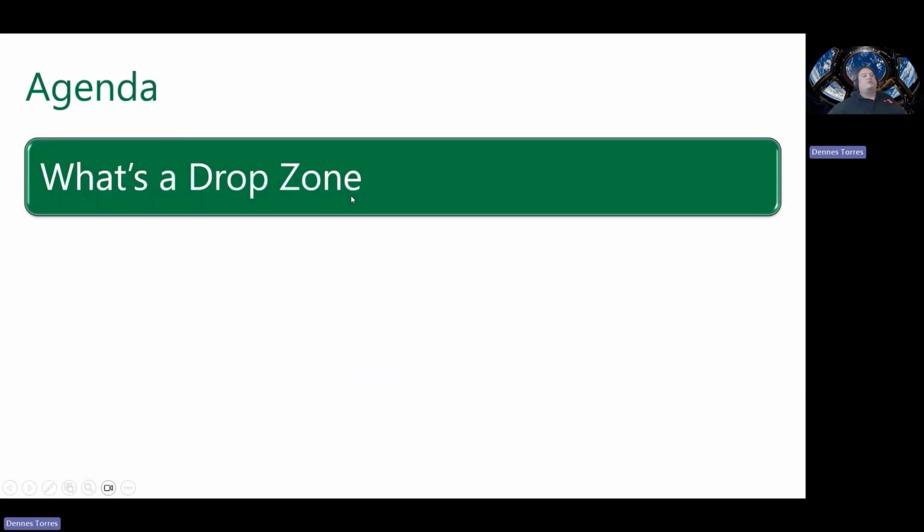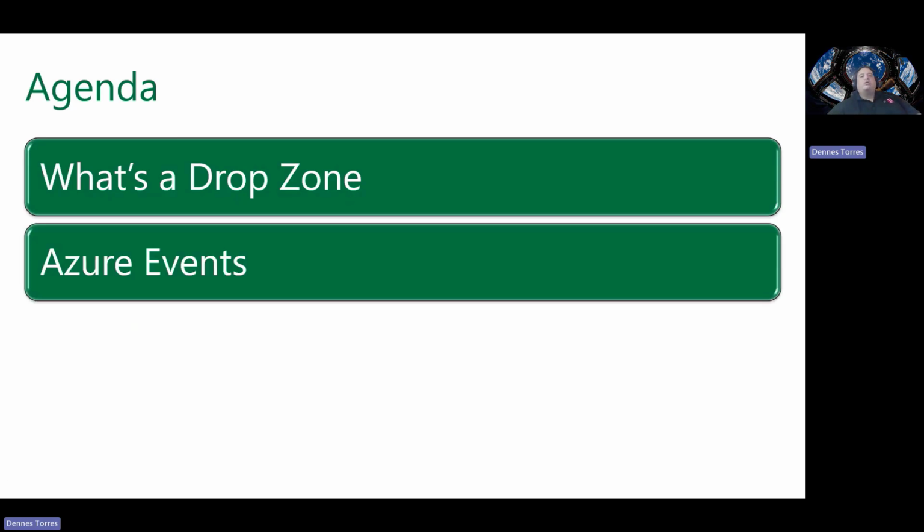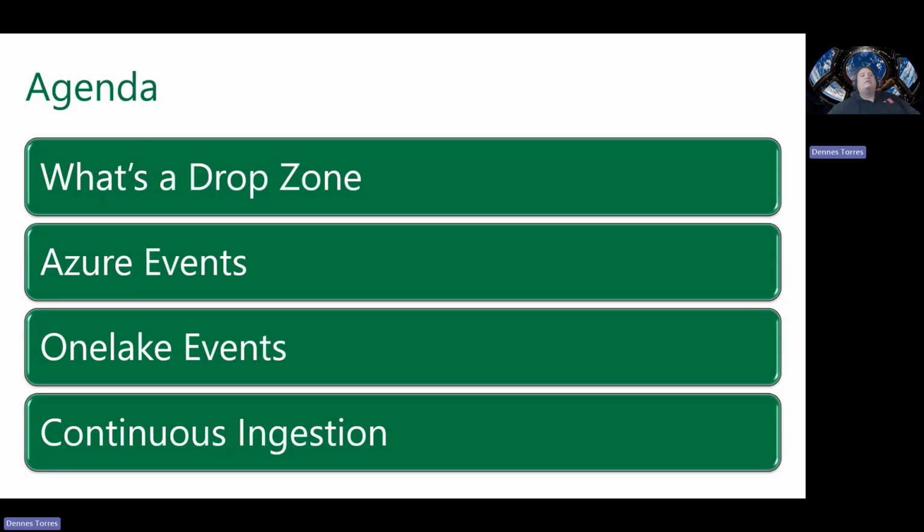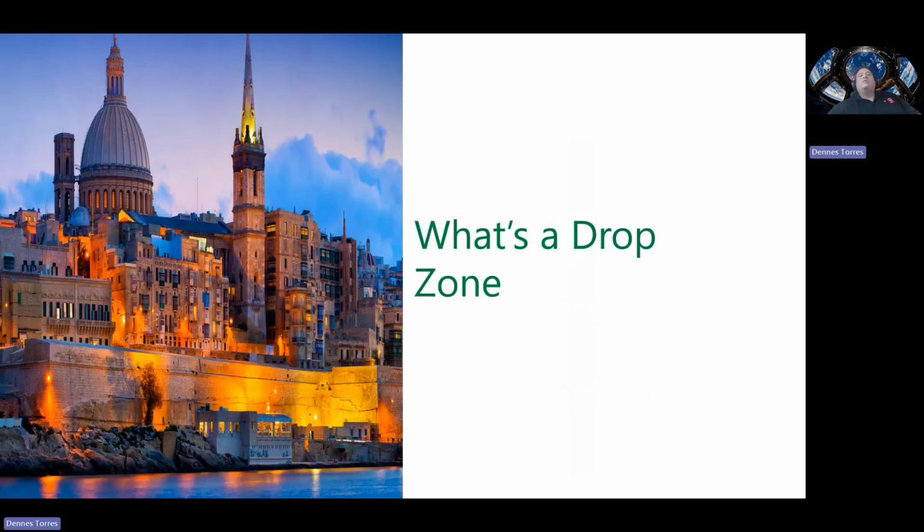So the agenda today. Let's start aligning about what's a drop zone. Let's talk about Azure events in Fabric, OneLake events in Fabric, and the continuous ingestion. What's a drop zone?